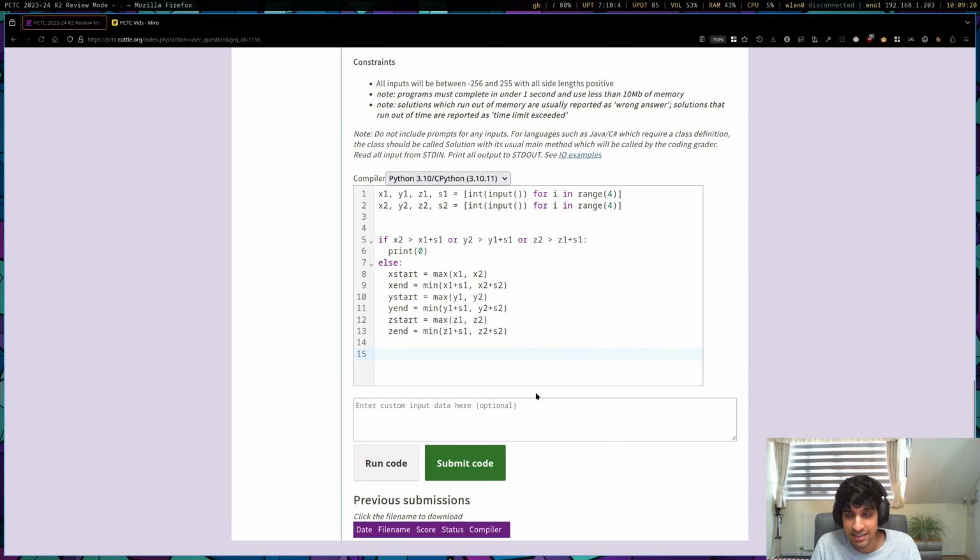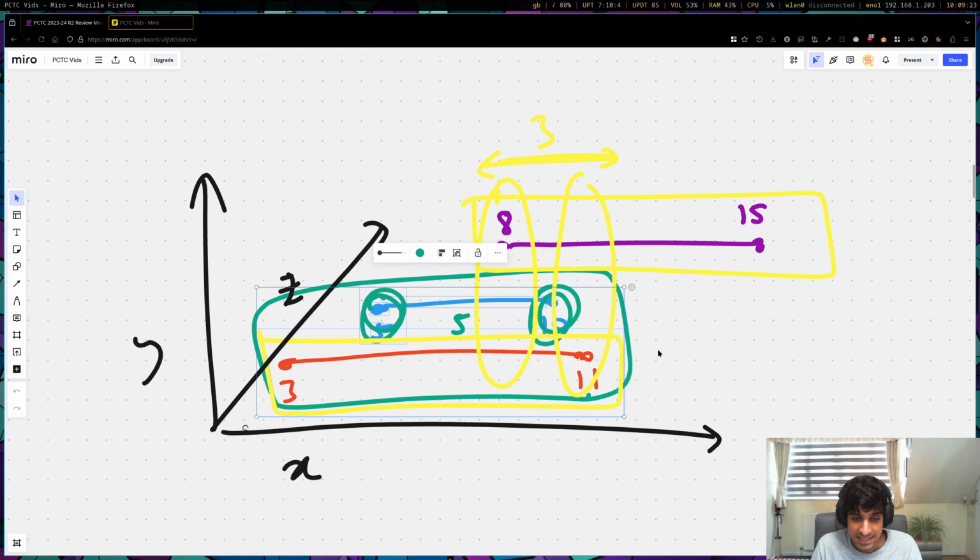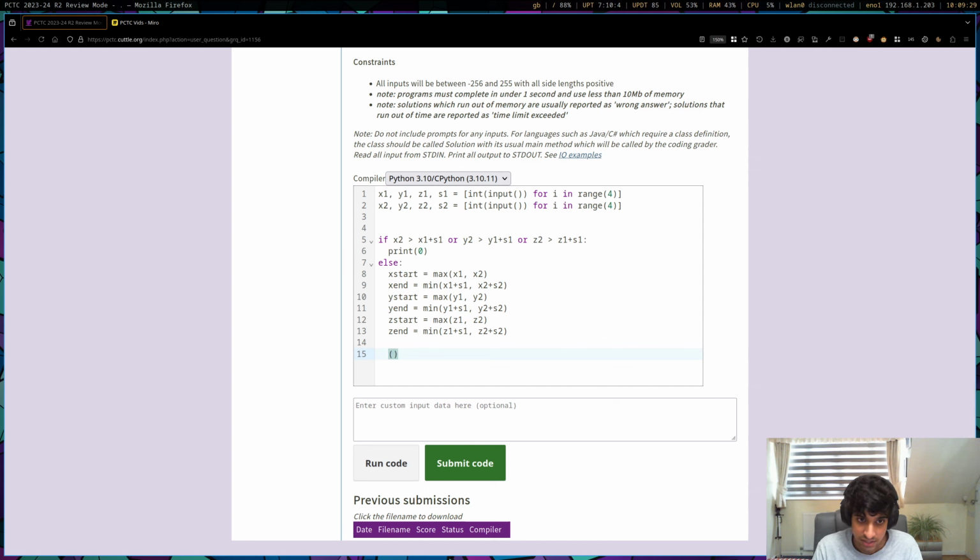Now we just need to calculate the overlapping volume. And here in this case, it was just bigger one minus smaller one, or end minus start. And it's a very similar thing here. So it's going to be x end minus x start multiplied by y end minus y start multiplied by z end minus z start. And let's just print that out because that's going to be our answer.